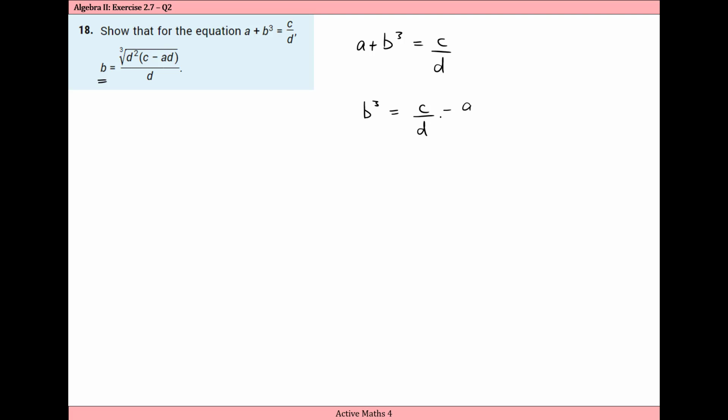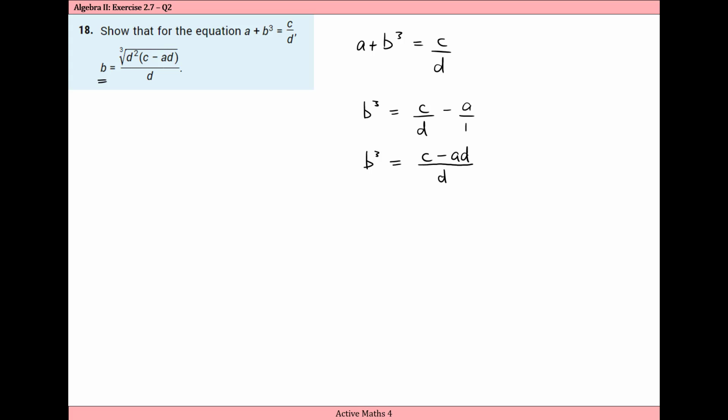I'm just going to write the right hand side as a single fraction, so that means finding a common denominator. So I'm going to put the a over 1, and then my common denominator is the lowest term that d and 1 both go into, which is d. D goes into d 1 times, and I'm going to multiply that by c to give me c. Minus 1 into d goes d times, and I'm going to multiply that by a to give me ad.